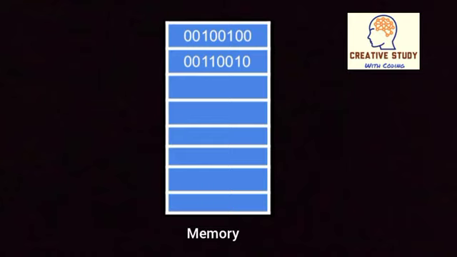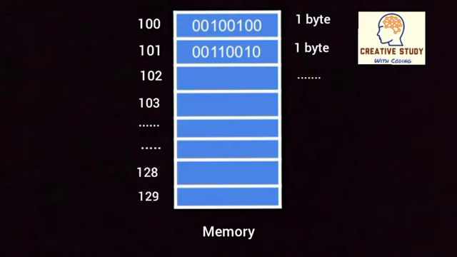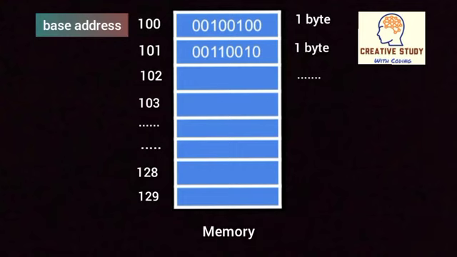Now let's suppose in my computer memory is of 30 bytes, so it will store 30 bytes of information obviously, and each block of memory will store 1 byte of information. Let's assume that its starting address is 100 and ending address is 129. And if I want to store an integer of 2 bytes, this will occupy these two blocks 100 and 101. The first block is called the initial address or base address.